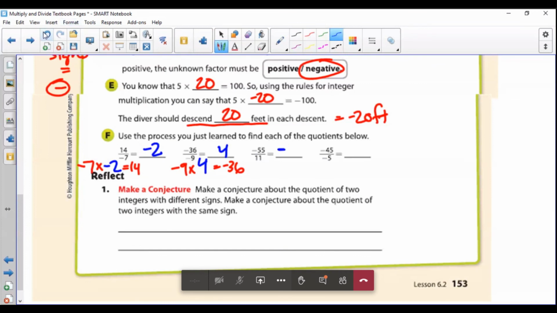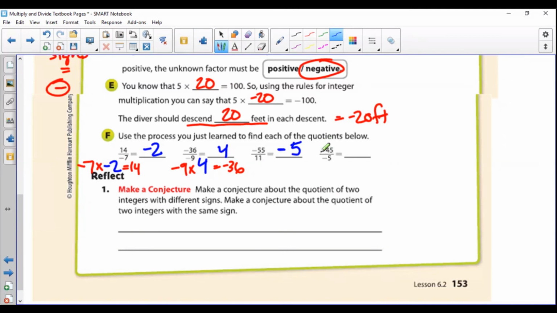So if I do 55 divided by 11, what would be my answer? You can raise your hand if you think you might know. Okay, Carter, what do you think? 5. And since I have different signs, my answer is negative 5. All right, Carter, help me out with the last one too. We have same signs, negative 45 divided by negative 5. If I have the same sign, I know my answer is positive. So Carter, what's 45 divided by 5? 9. And that's it.